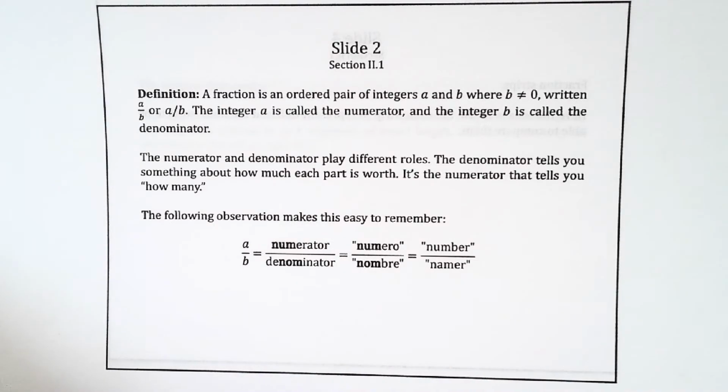And they play different roles, and I think it helps to understand that if you understand where the words come from. The denominator tells you something about how much each part is worth. The numerator tells you how many. So we have numerator over denominator. The root of the word numerator is this num, which is also the root of the word numero in Spanish. It means number. In denominator, the root is that word nom, which gives rise to the word nombre.